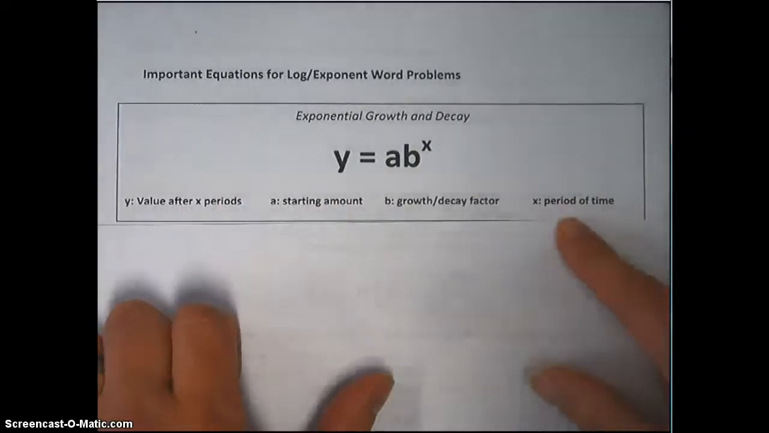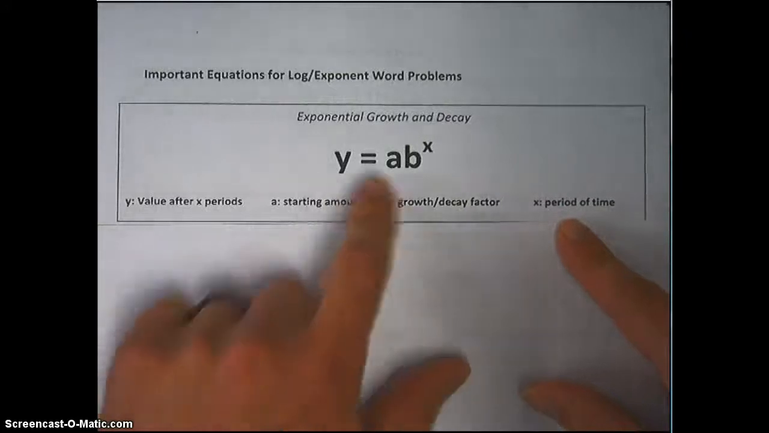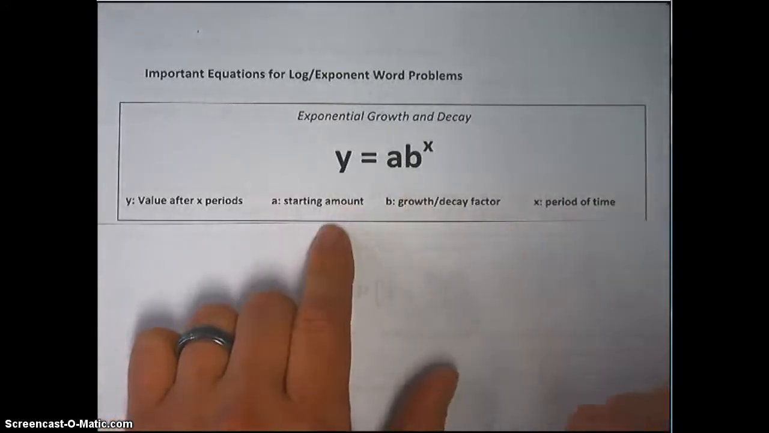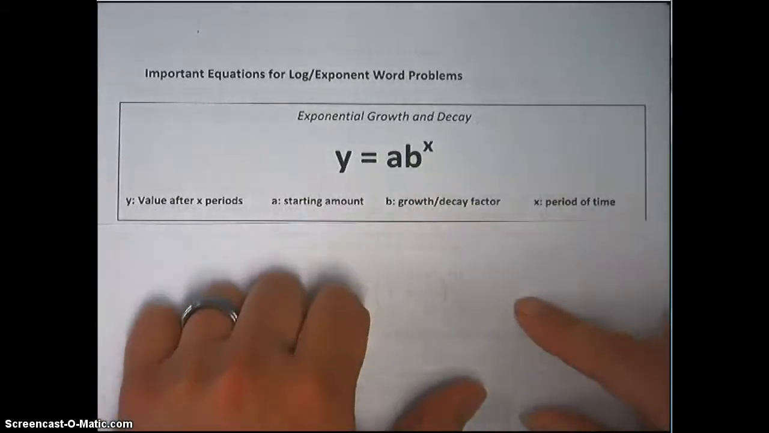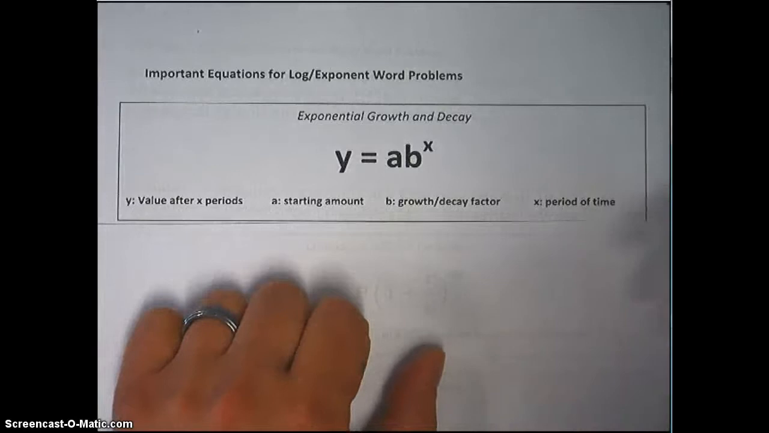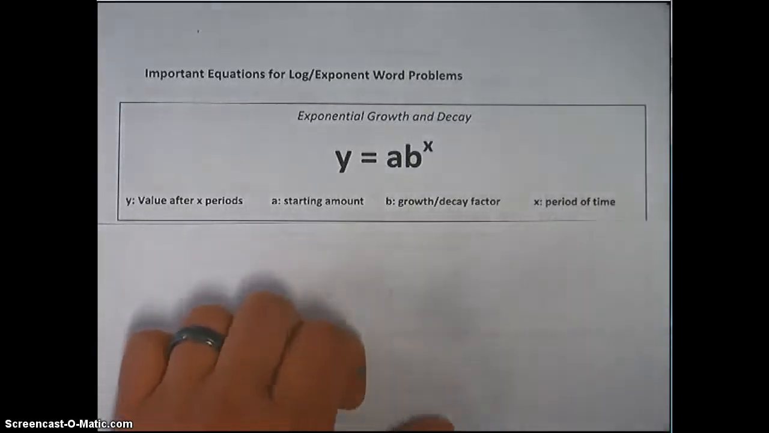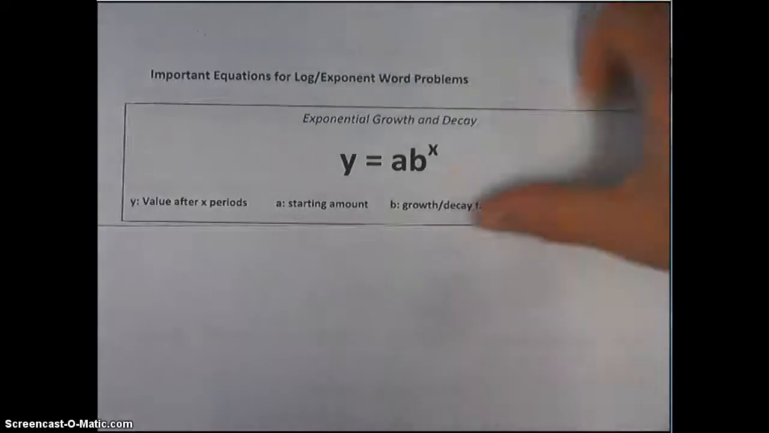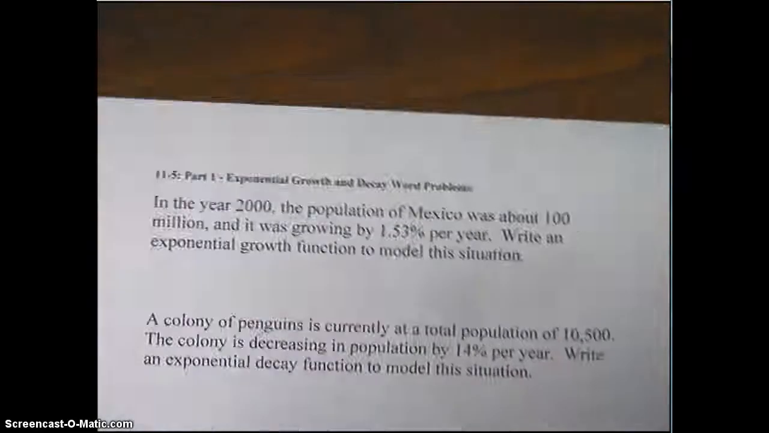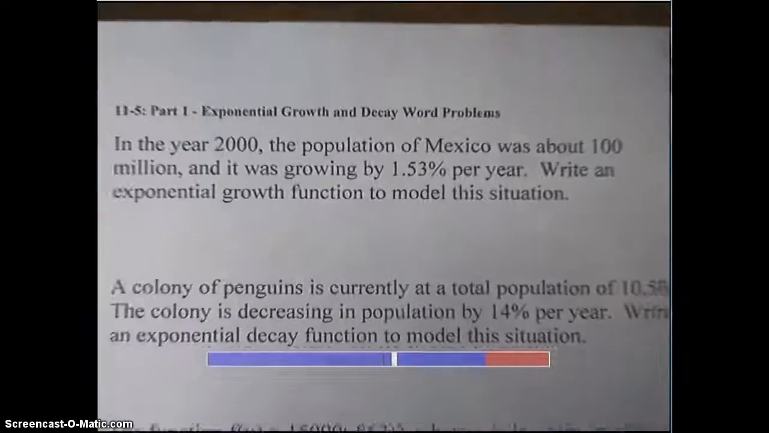So you've probably guessed that x is a period of time. A is your initial amount, or your starting population, or your starting amount. It's what you begin with. And b is your growth or decay factor. So you can write those down real quick, and I want to show you how to use those to solve a few word problems.